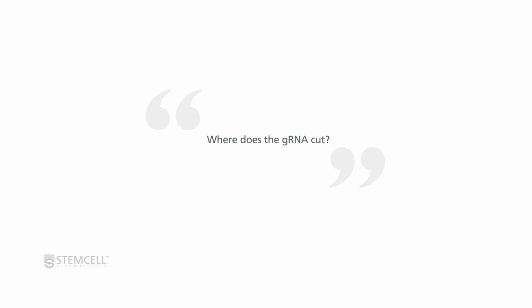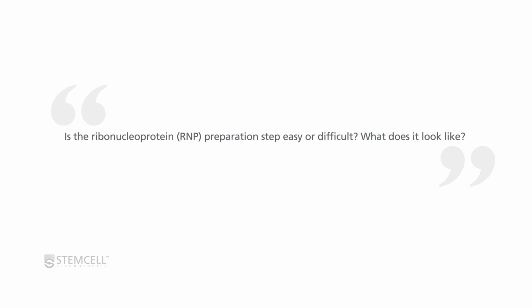Our next question is, is the RNP preparation step easy or difficult? What does that look like? Yeah, so the RNP preparation step is actually quite straightforward. In our system, we have a 2-part CRISPR RNA and tracrRNA system, which involves a pre-annealing step that can be performed in a PCR machine, and it takes about 10 minutes, or I think about 6 minutes actually. And then to form the RNP, you take the annealed guide RNA and mix it with the Cas9 protein, and let it incubate at room temperature for between 10 and 20 minutes.